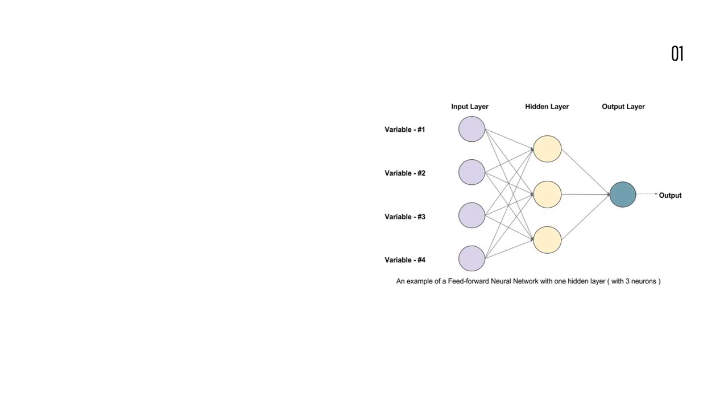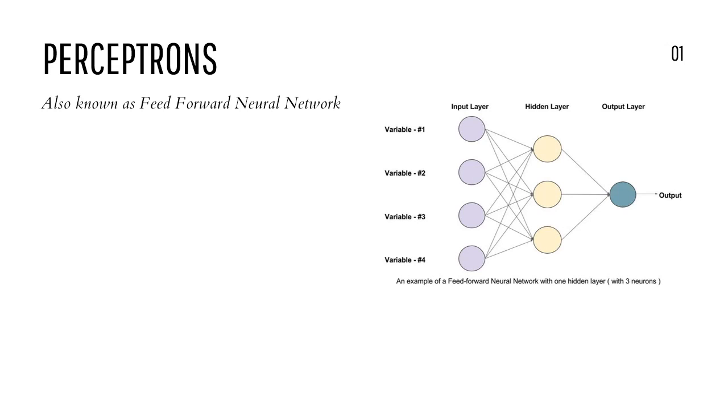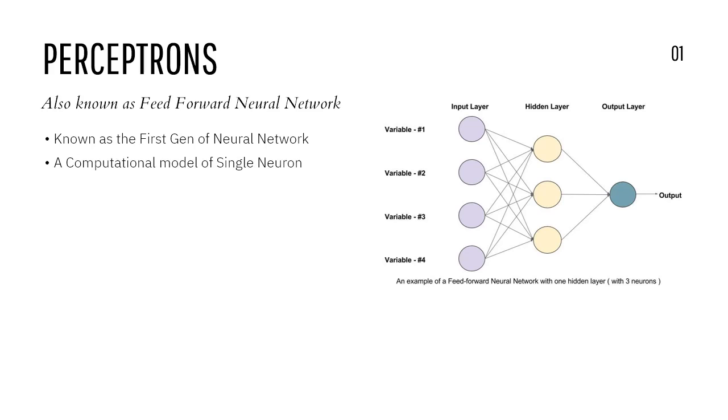The first one is perceptrons, also known as feed-forward neural network. This perceptron is considered as the first generation of neural network, and perceptrons are simply computational models of a single neuron. Perceptron was originally coined by Frank Rosenblatt in his paper from 1956, titled The Perceptron, a probabilistic model for information storage and organization in the brain.